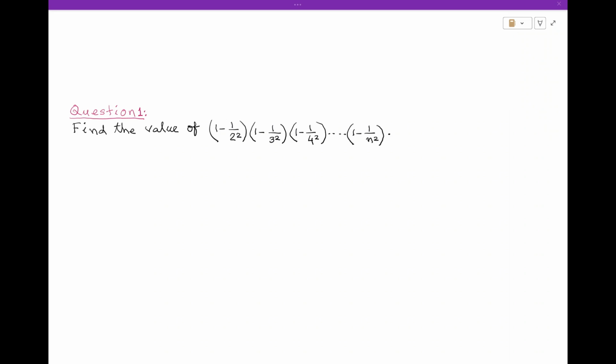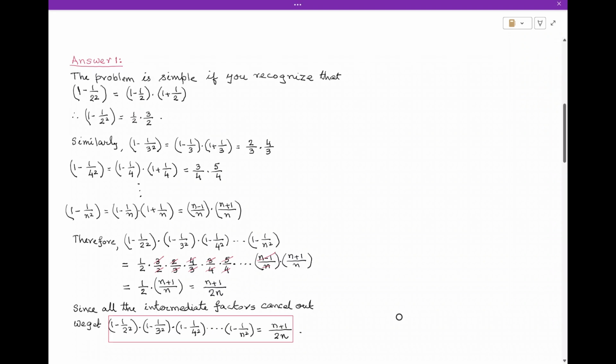Find the value of (1 minus 1 by 2 squared) multiplied by (1 minus 1 by 3 squared) multiplied by (1 minus 1 by 4 squared). Like this, the multiplication goes up to (1 minus 1 by n squared).